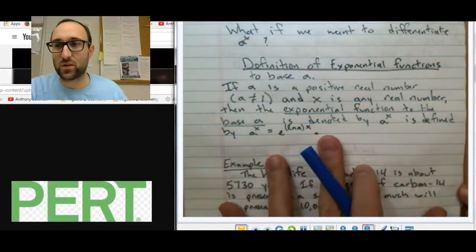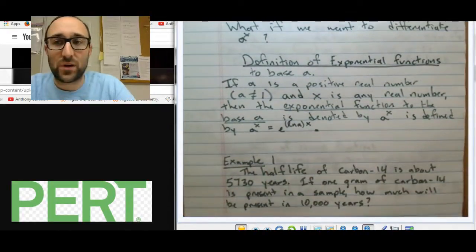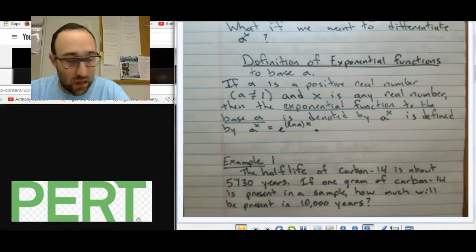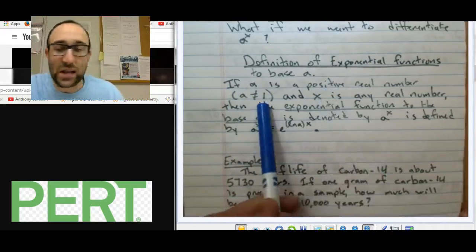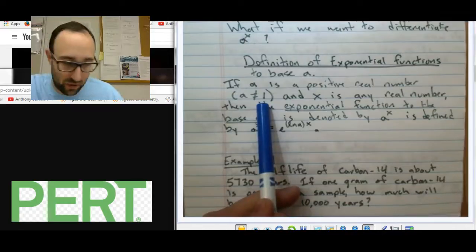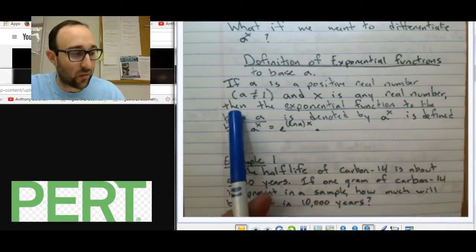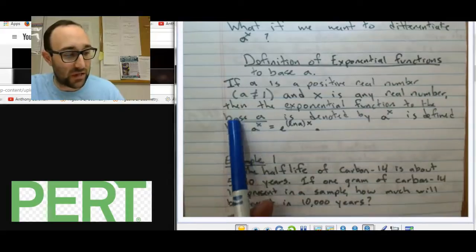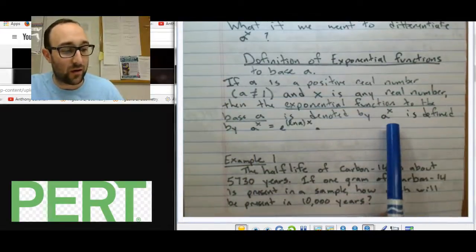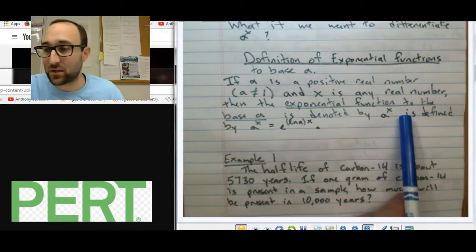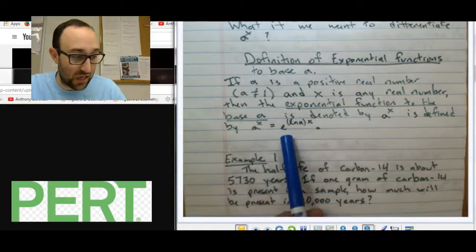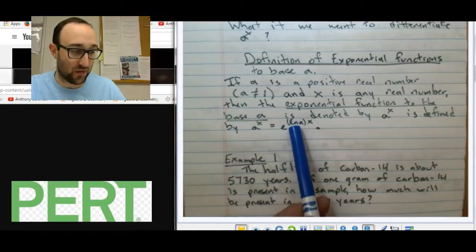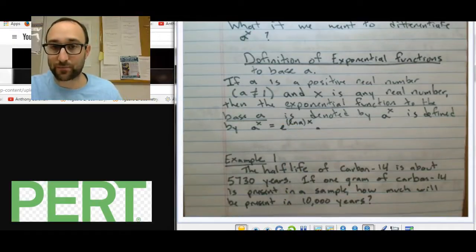Let's start off by just doing the definition of exponential functions to base a. So it says if a is a positive real number and we're not equaling 1, and I'll show you why it doesn't equal 1 in a little bit, and x is any real number, then the exponential function to base a is denoted by a to the x, and it is defined by a to the x equals e to the natural log of a times x.